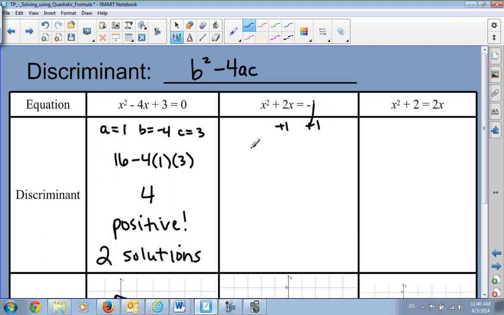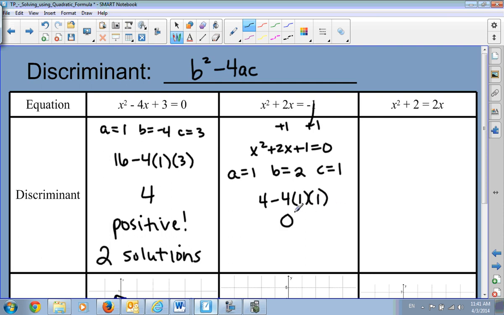Add the 1. So we have x squared plus 2x plus 1 equals 0. So our A value is 1. Our B value is, and our C value is, all right. So, okay, we need to do b squared minus 4ac. So b squared is 4. 2 squared is 4 minus 4 times 1 times 1. So we get 0. So we have a 0 as our answer.